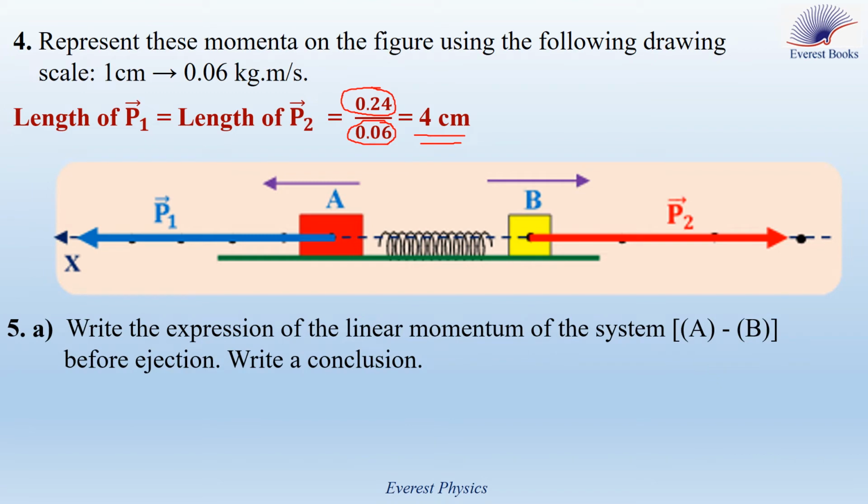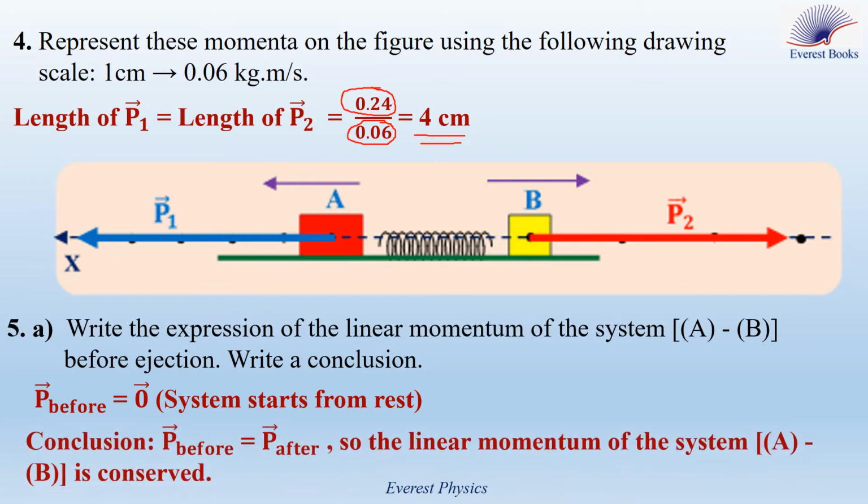Let's move to part 5a. Write the expression of the linear momentum of the system AB before ejection. And then we must write a conclusion. Before ejection, our system was at rest. So P before is equal to 0. But as we have seen in part 3, P after is equal to 0. So P before is equal to P after. So the linear momentum of the system AB is conserved.